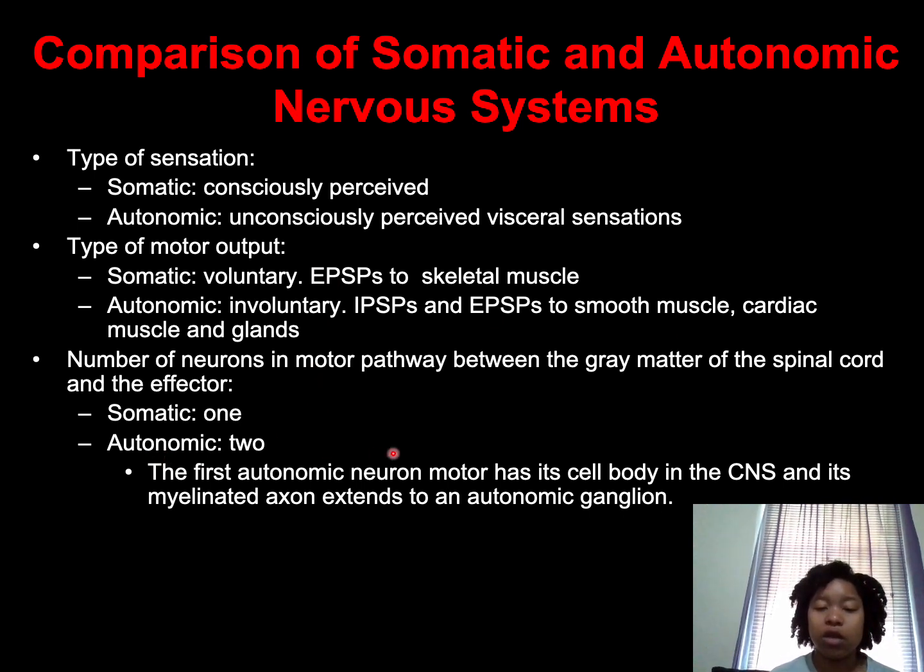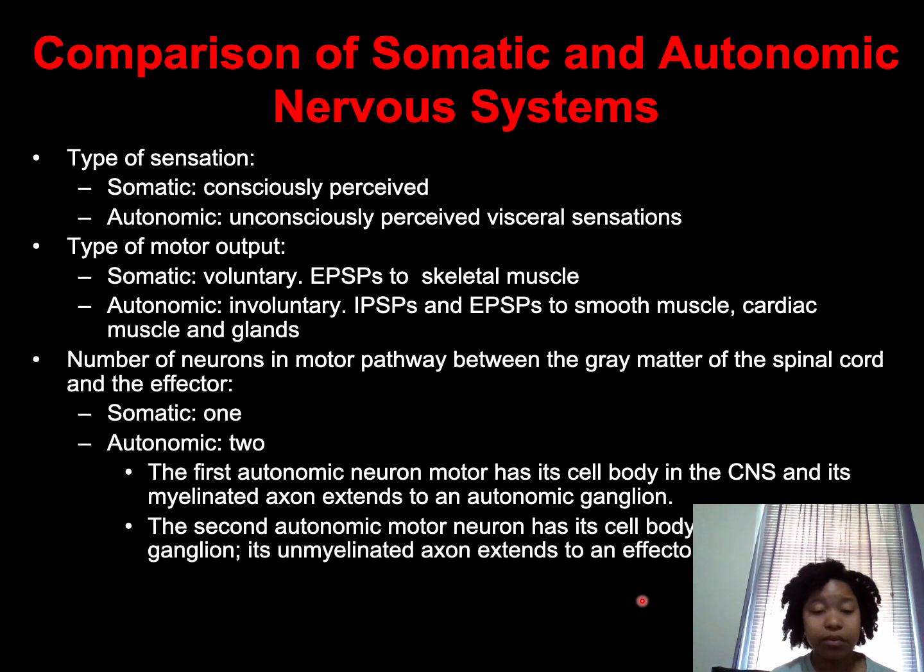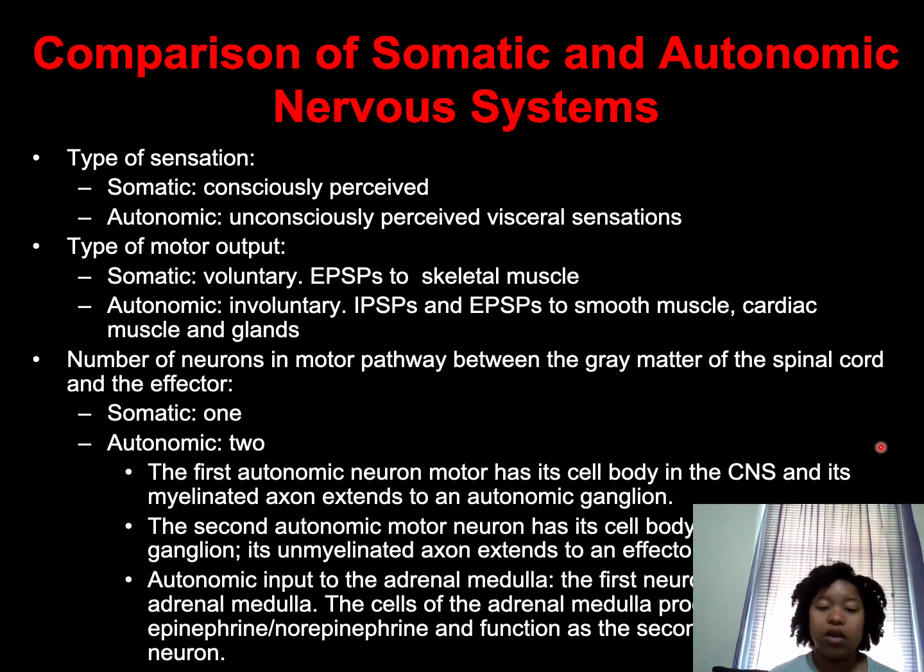It's due to that first autonomic motor neuron having its cell body in the central nervous system, and its myelinated axon extends into the autonomic ganglion. That second autonomic neuron has its cell body in that autonomic ganglion, and its unmyelinated axon extends to whatever effector it needs to go to. So there's autonomic input to the adrenal medulla, and when people think about that fight or flight response, that's your adrenaline, and adrenaline is coming from your adrenal medulla. So that's where that epinephrine and norepinephrine response comes from in order to make those immediate sensations occur.